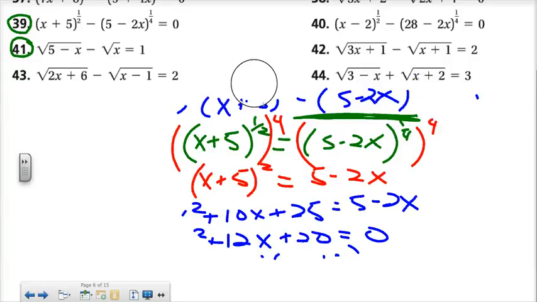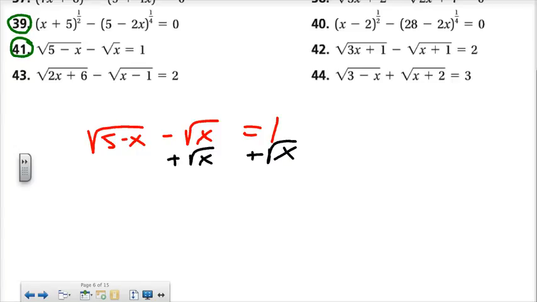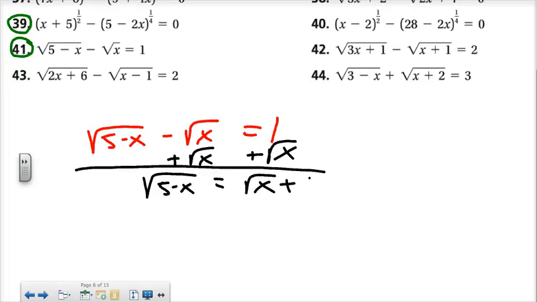Then, number 41 is another really interesting problem here. The square root of 5 minus x minus the square root of x equals 1. Well, I need one radical on each side of this thing, so again, I'm going to move one over, and I certainly would choose adding over subtracting any day. So that will give me the square root of x plus 1. Now again, this is going to seem a little weird, but we have square roots, which means we need to square both sides. On the left-hand side, we'll get 5 minus x.